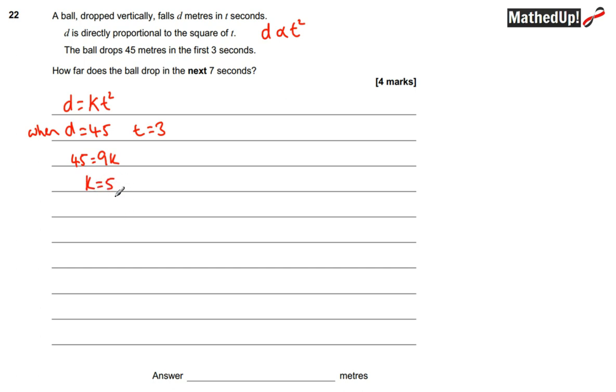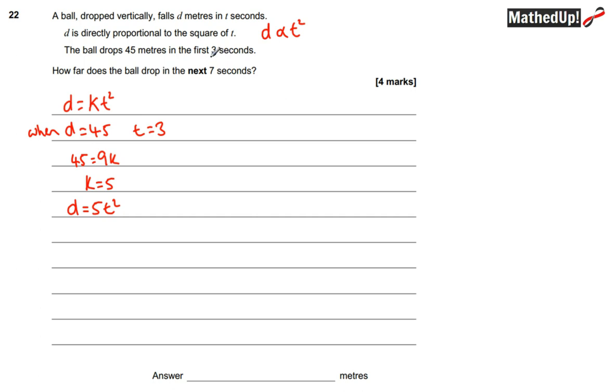Okay, so now I know what k is, I know what this something is now, so I now know that the distance must be equal to 5 times t squared. d is equal to 5t squared. Okay, so now that I know that, I can use that to work out how far does the ball drop in the next 7 seconds.